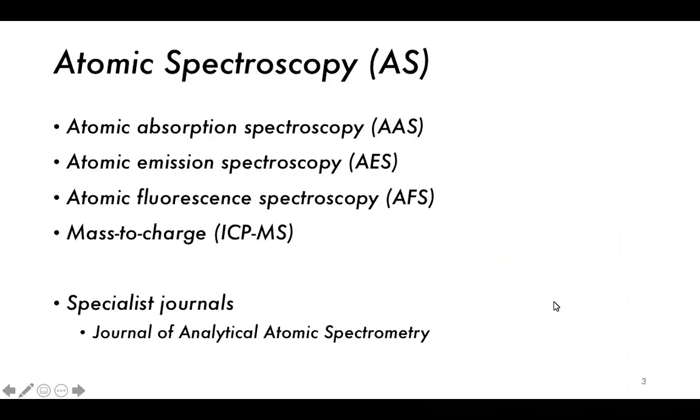So atomic spectroscopy can be broadly broken down into four major categories. There is atomic absorption spectroscopy, AAS. There is atomic emission spectroscopy, that's AES. Atomic fluorescence spectroscopy, that's AFS. Mass to charge, that's ICP-MS. And there are specialist journals associated with this. So the Journal of Analytical Atomic Spectrometry is specifically dealing with atomic spectroscopy studies.